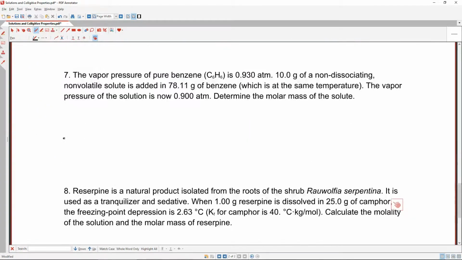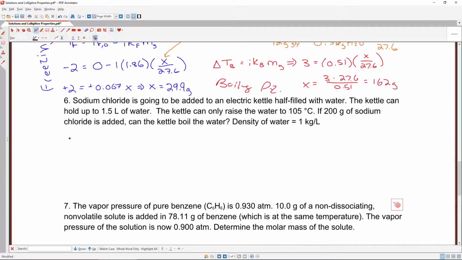Oh gosh, we have 3 more. Woo! Okay, cool. So it says sodium chloride is going to be added to an electric kettle, half filled with water. Kettle has a maximum volume of that. Kettle can only raise temperature to this. 200 grams of sodium chloride is added. Can we boil the water? Well, let's figure that out.